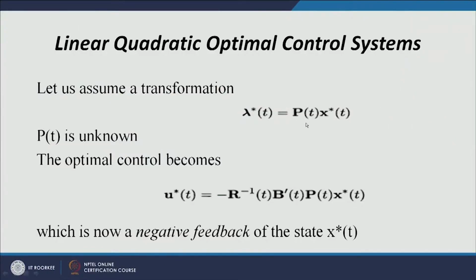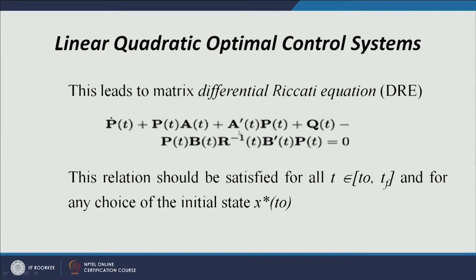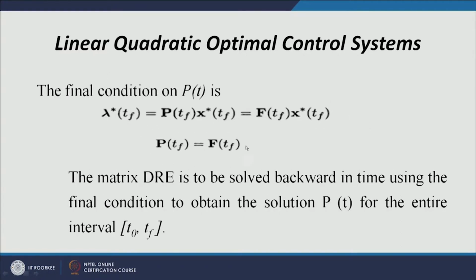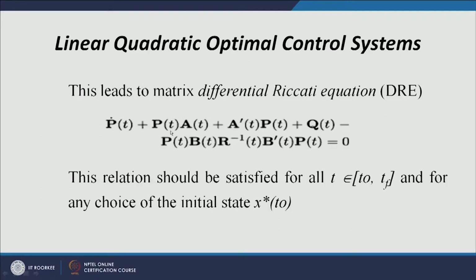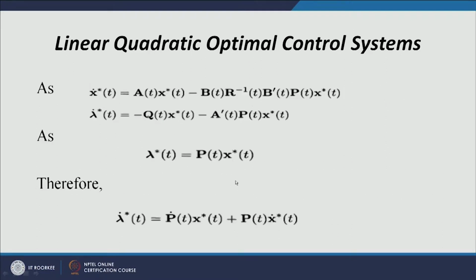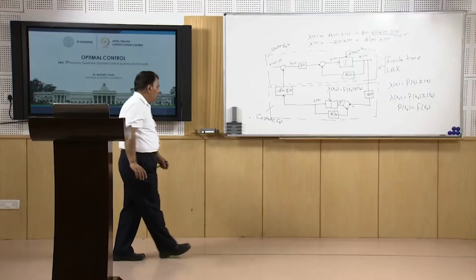positive definite matrix. So, if I know P, I can directly implement my closed loop control as minus R inverse B prime Pt xt, and if we just differentiate, and in the previous class we have seen, we land up with this matrix differential Riccati equation, and by solving this equation subjected to Ptf equal to Ftf, we can find out the Pt, and if we can place the Pt here, we can have the closed loop feedback control.